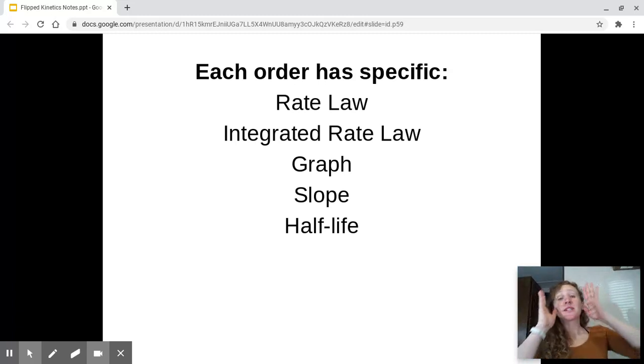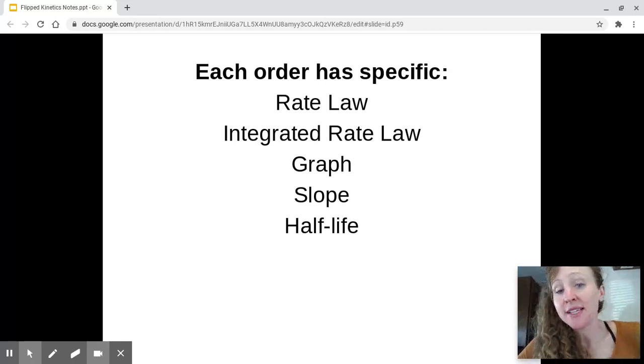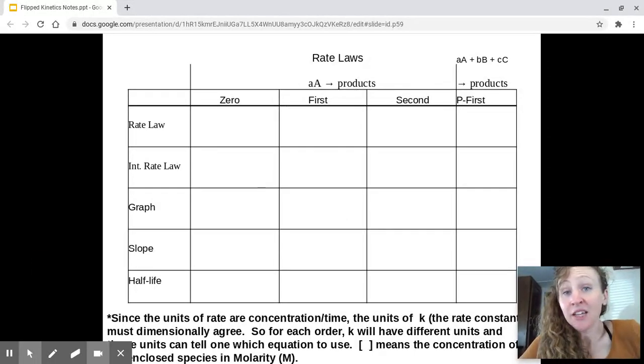So now would be a good time to pause and summarize. Each order, zero, first, and second, has its own rate law, its own integrated rate law, its own graph, its own slope, and its own half-life. Can you write these out? Can you fill in this chart? Can you do it from memory? Can you do it with a reference? How comfortable are you with all of these things for the zero, first, and second order reactions? Again, pseudo reactions exist, but you don't have to deal with them with all of these things.